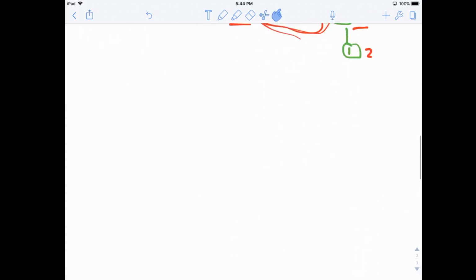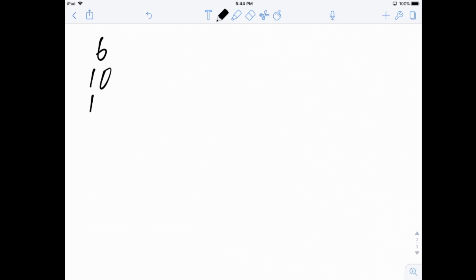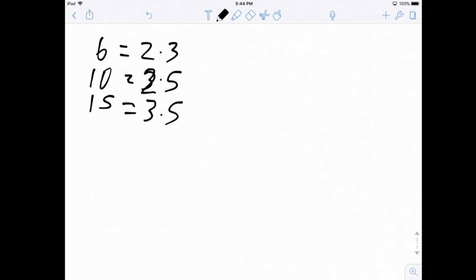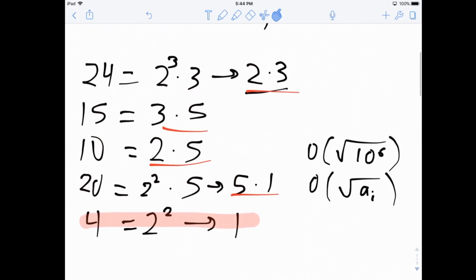So let's consider the case where we have 6, 10, and 15 from the sample. This is 2 times 3, this is 2 times 5, and this is 3 times 5. The square root of 15 is less than 4. So this means, I argue, that one of the elements in the cycle has to be less than 4. And here's why. Because we've already guaranteed that there's no subsequence of length 1. If so, that means one of the values is a perfect square. We would have taken care of that up here. We would have factorized to 1.